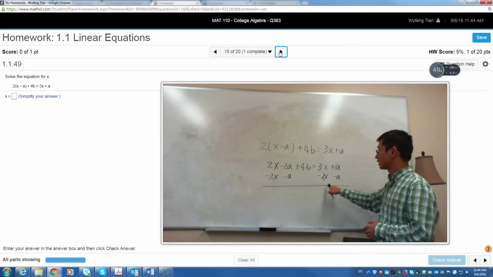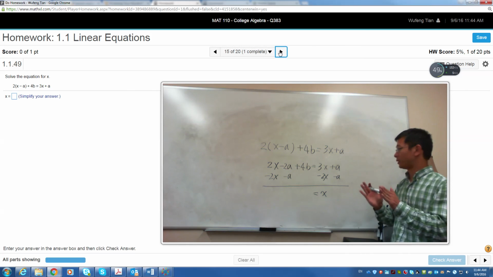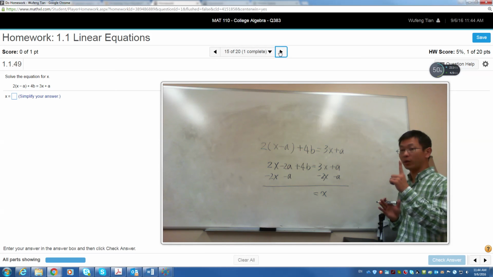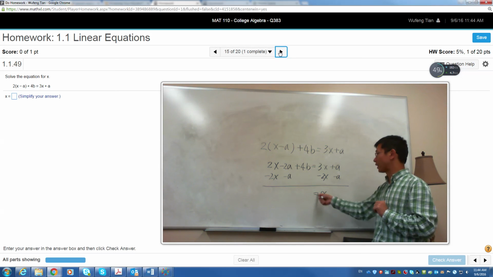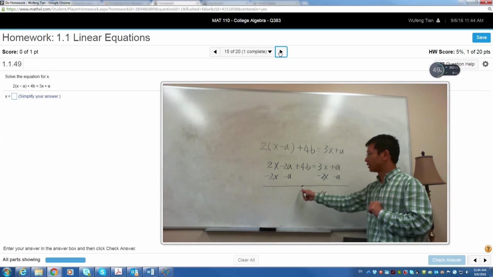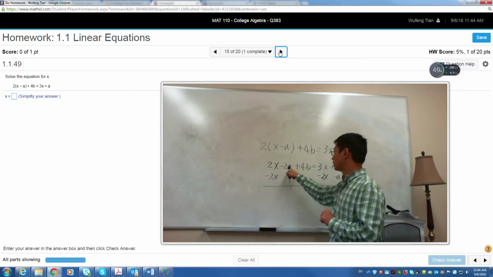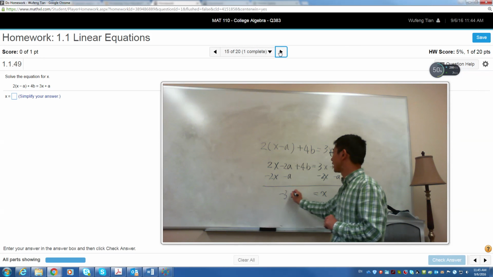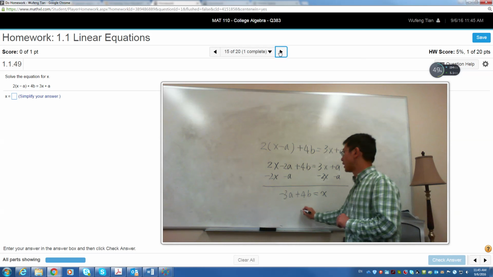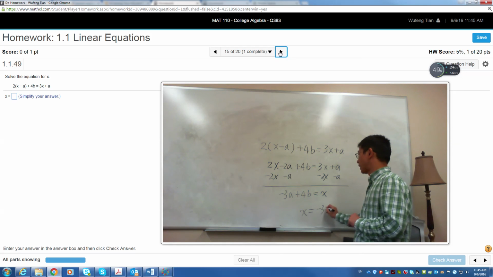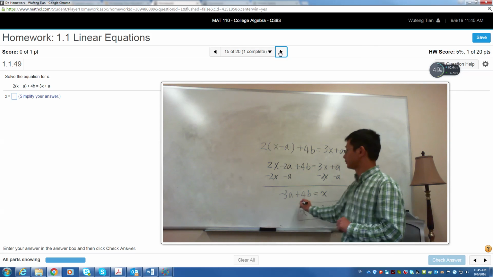So on the right hand side, I only have one variable. Your purpose is just whatever variable you need to solve. Now I want to solve for x, so I just want to have x on one side. On the left side, I don't want any x anymore. So now negative 2a minus a, negative 3a, plus 4b. So you have x equals negative 3a plus 4b. Okay, so this is how you solve it.